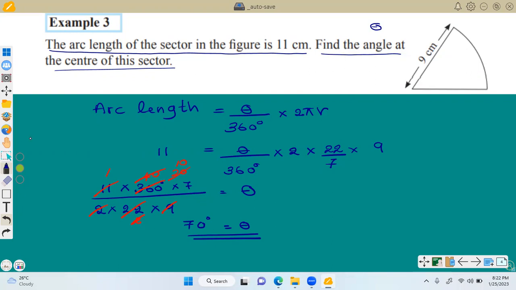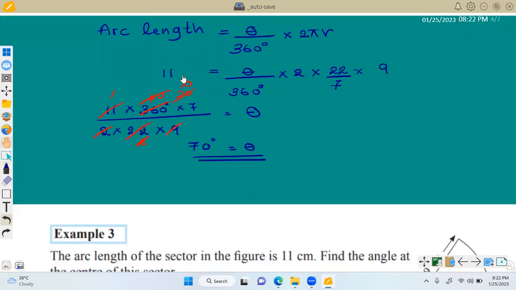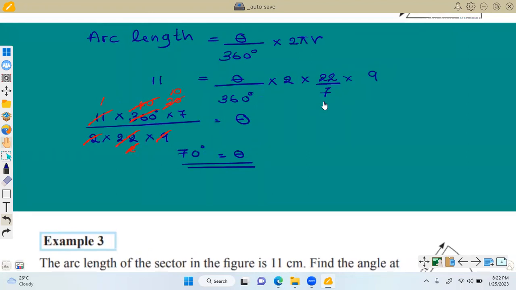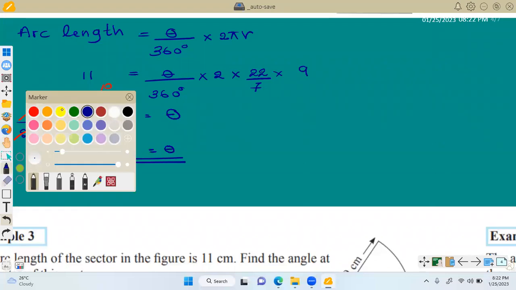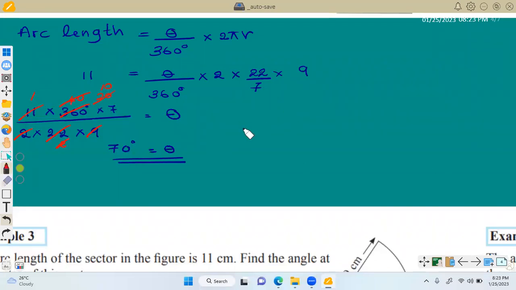Okay, now look at here. I am going to explain a particular secret here. Now, when you are given the arc radius of a sector and the angle at the center, okay, r and theta are given, that means you have to find the arc length.